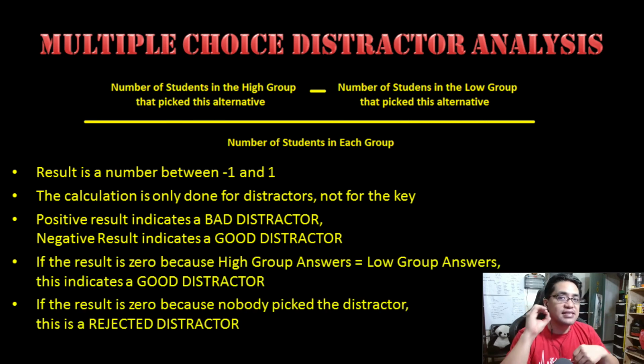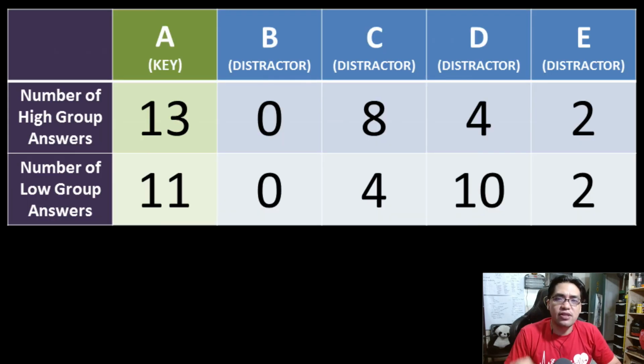If the result is 0, you have to check, is it 0 because there is an equal number of high group students and low group students who picked it? Or is it 0 because nobody picked it? If the result is 0 because there is an equal number of high group students and low group students that picked the distractor, then that can still be considered as a good distractor. If the result is 0 because nobody from both the high group and low group picked the distractor, then it is a rejected distractor. Consider the illustration on the screen right now.